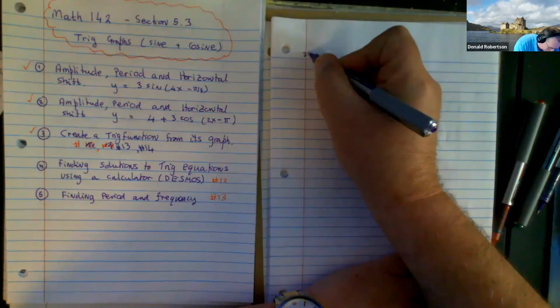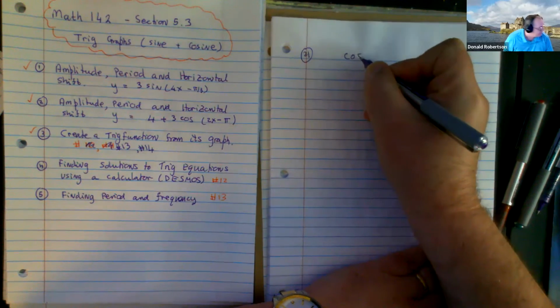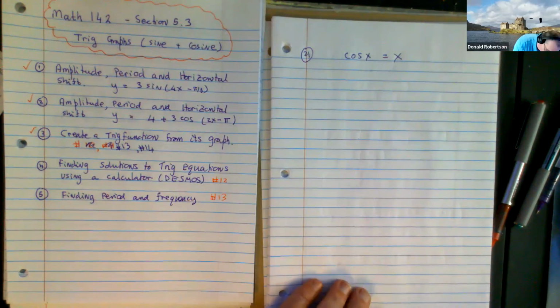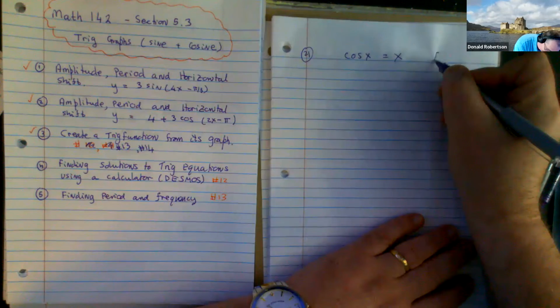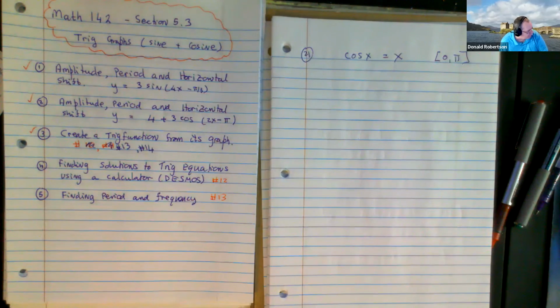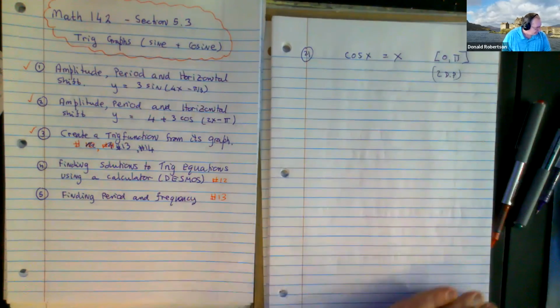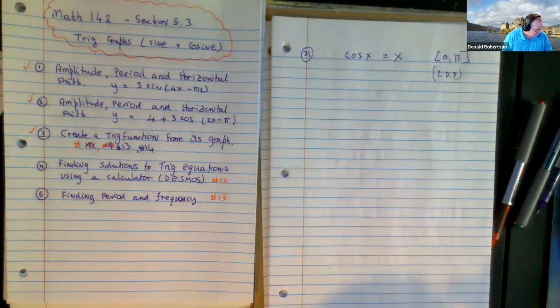Question 21. Cosine x equals x. And we're only going to use it in the interval 0 to pi. Right? And so it says, find all the solutions to this equation that lie in this interval. Round off your answers to 2 decimal places. Okay, gotcha. And enter your answer as what they call a comma separated list.